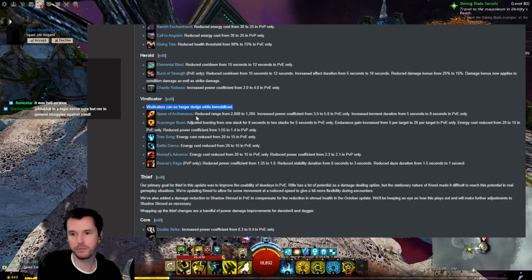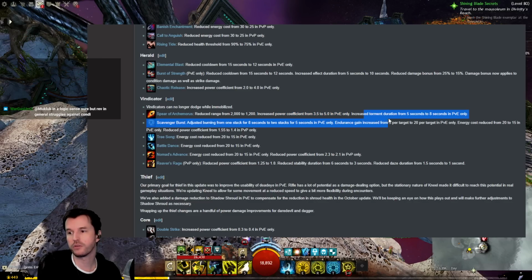Spear of Archimorus, not surprised to see this getting some tweaks. They've reduced the range cost by a massive 2,000 down to 1,200. I don't think they mentioned that during the broadcast unless I missed it. They did mention this part, increase the power coefficient from 3.5 to 5 in PvE only and increase the torment duration from 5 to 8 seconds PvE only. Scavenger Burst, adjusted burning from 1 stack for 8 to 2 stacks for 5 in PvE only. Endurance gain increase from 5 per target to 20 per target in PvE only. That is big. Energy costs reduced from 20 to 15 in PvE only, reduced power coefficient slightly in PvP.